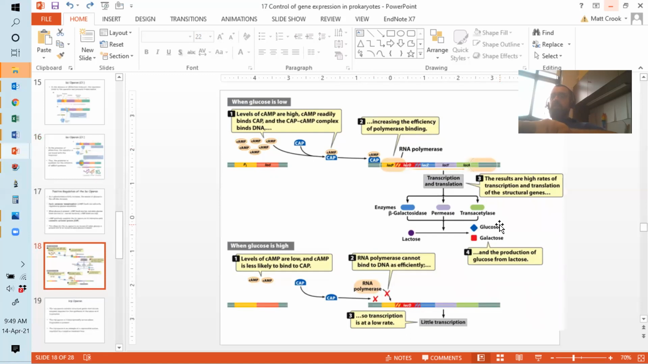Once glucose starts going up, well, we don't need as much lactose being turned into glucose. We don't need as much of these enzymes and proteins being present. We don't need as much transcription. And so as glucose levels go up, cyclic AMP levels go down, and transcription tapers off. It doesn't disappear, it just tapers off, as long as lactose is present.